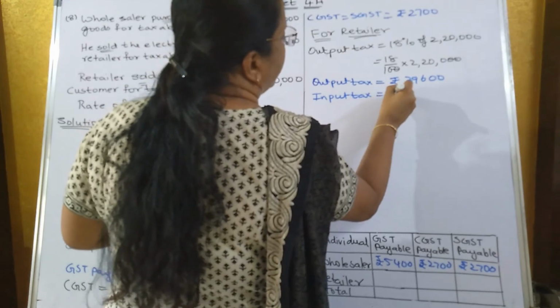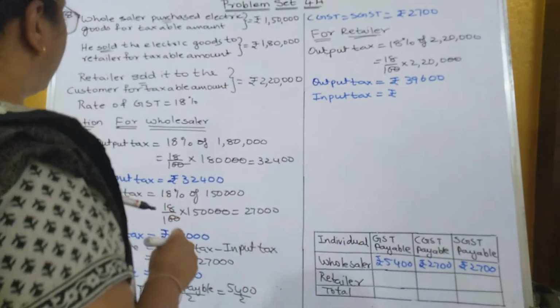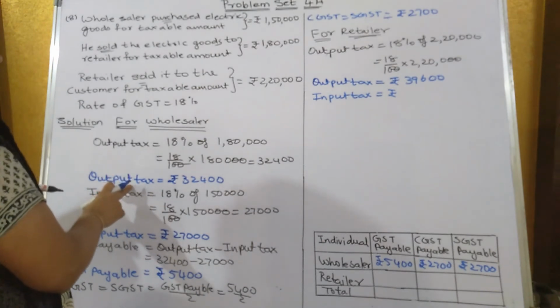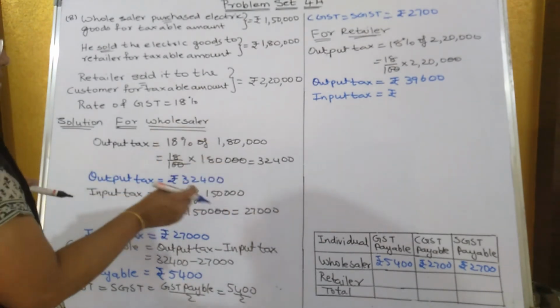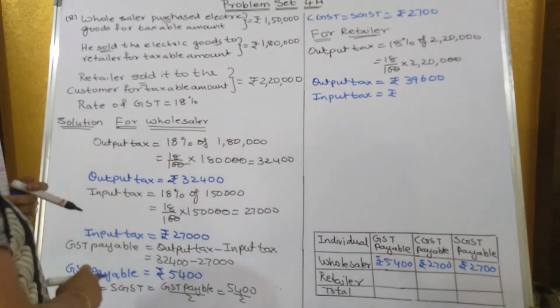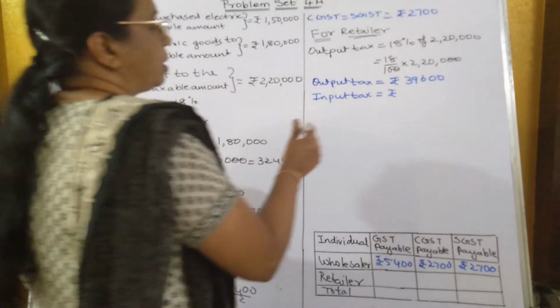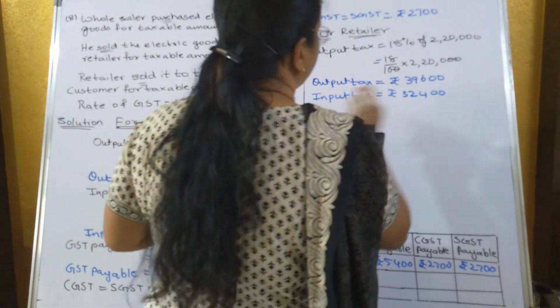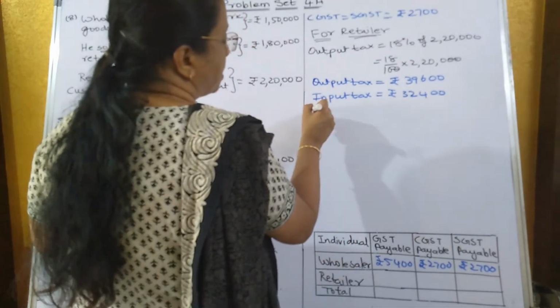Now what is the input tax? Now input tax you don't have to find out. Directly you will get whatever is output tax of the previous person, that is the input tax of the next person. The previous person wholesaler का output tax कितना था? 32,400. तो इसका input tax will be how much? 32,400.